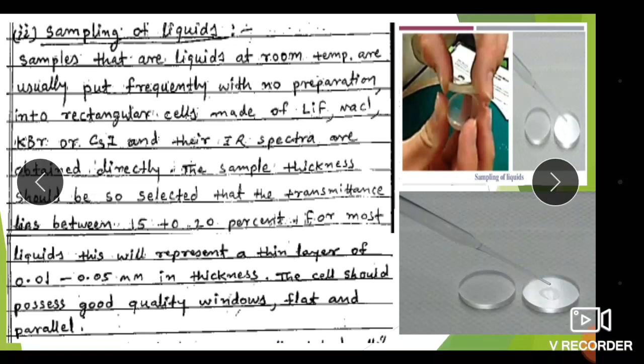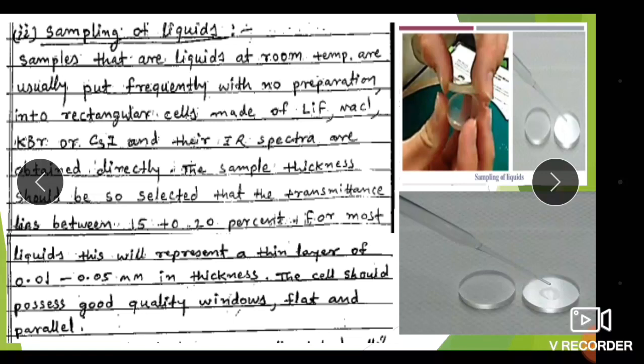The rectangular cells are made of LiF, NaCl, KBr, cesium iodide, and the IR spectrum is obtained directly. The sample thickness should be so selected that the transmittance lies between about 15 to 20% for most liquids. This will represent a thin layer of 0.01 to 0.05 millimeter in thickness. The cell should possess good quality windows, flat and parallel. So this is about the sampling of liquid.